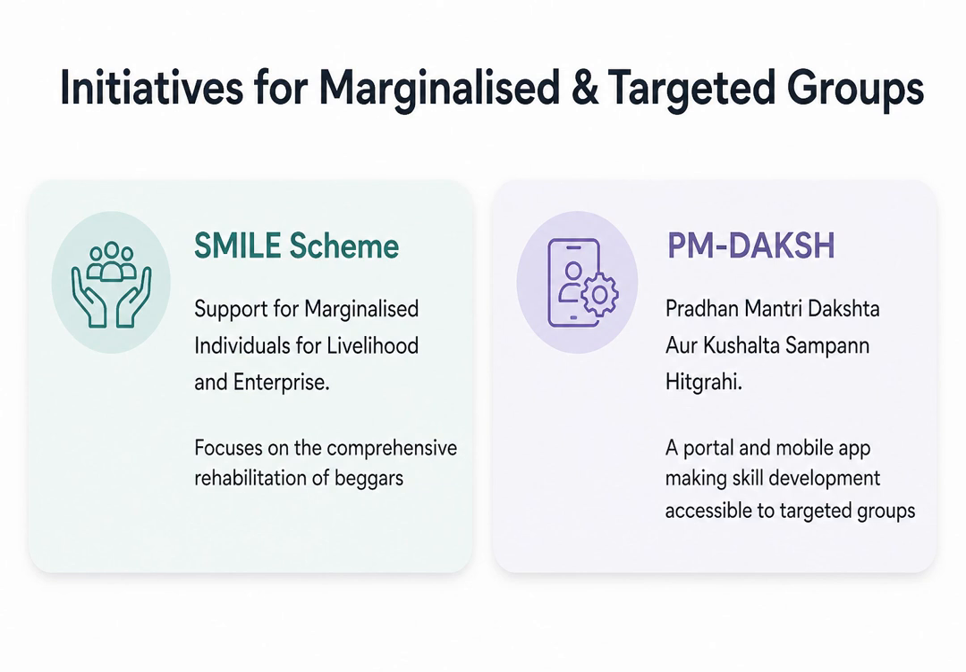Moving beyond general employment, specific demographics require tailored support. The Ministry of Social Justice and Empowerment developed the SMILE scheme, which stands for Support for Marginalized Individuals for Livelihood and Enterprise. This program focuses heavily on the comprehensive rehabilitation of beggars. Additionally, the PM Daksh portal and mobile app were launched to ensure that targeted, vulnerable groups have direct digital access to various skill development schemes.